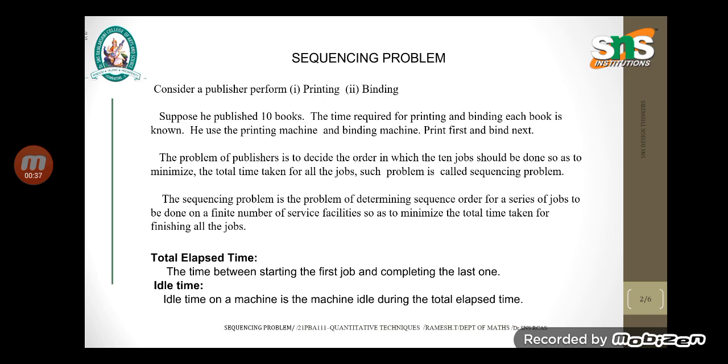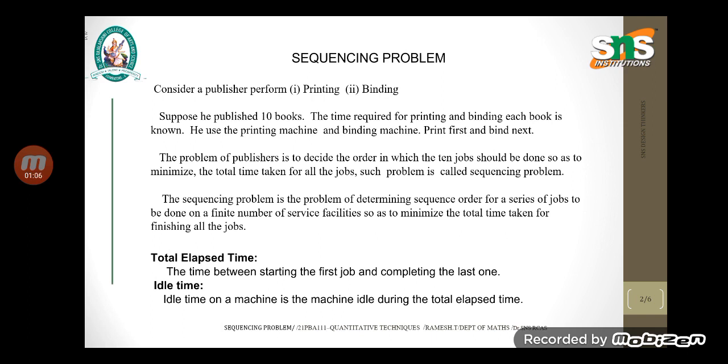The problem for the publisher is to decide the order in which the 10 jobs should be done so as to minimize the total time taken for all the jobs. Such a problem is called a sequencing problem. The sequencing problem is the problem of determining the sequence order of a series of jobs to be done on a finite number of service facilities so as to minimize the total time taken for finishing all the jobs.